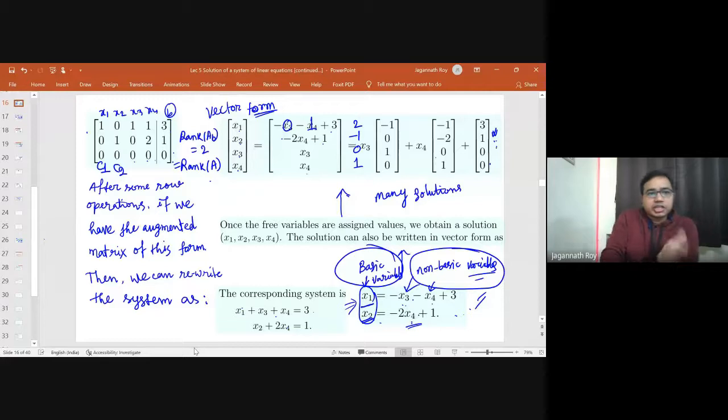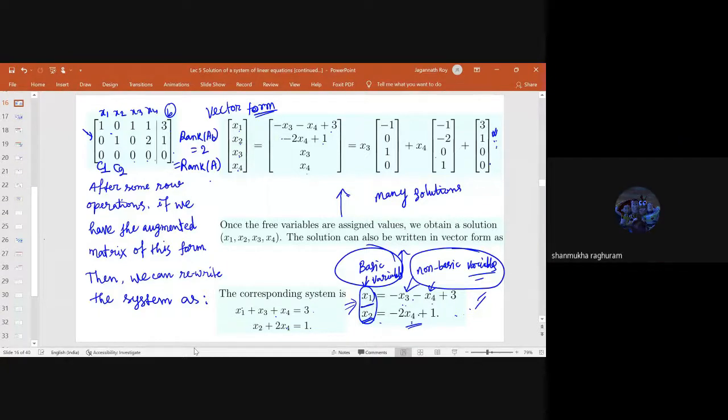The original equation has been reduced to this system. Whatever the solution of the original system is will be the solution of this reduced system, because they are row equivalent matrices. So this is how the ideas are connected to each other. We are having infinite number of solutions. I think now you have understood the concept, how we are getting many solutions. Yes, sir. Thank you.